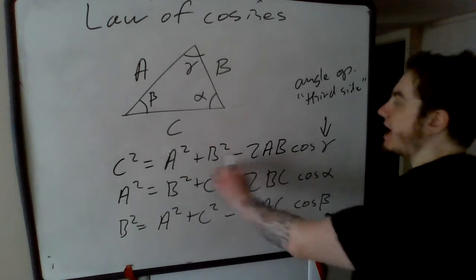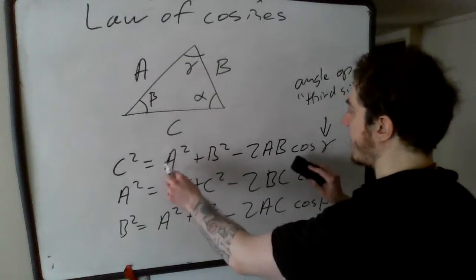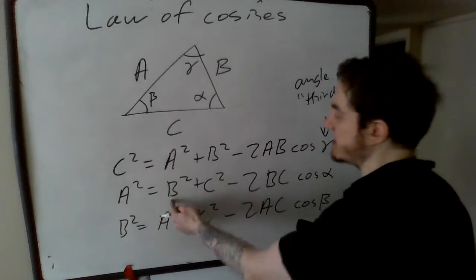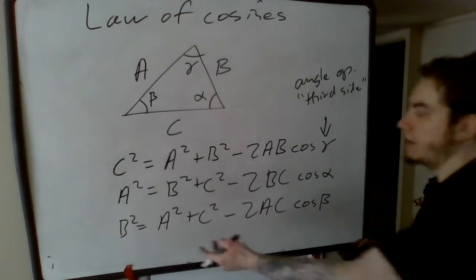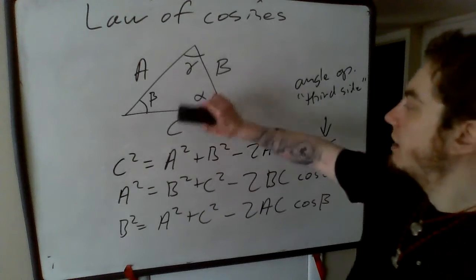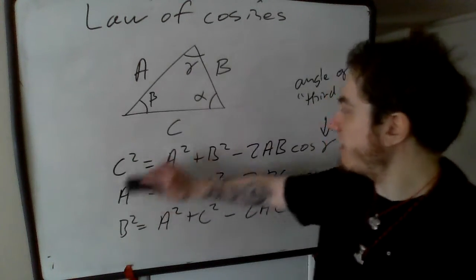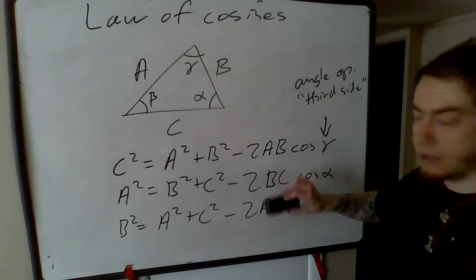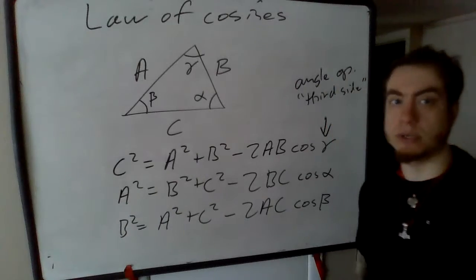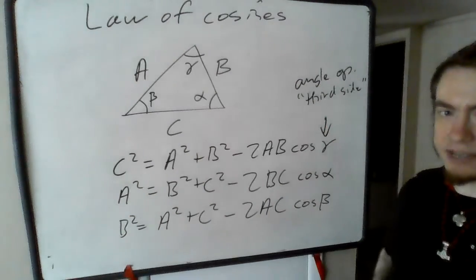The same sides are always on the right-hand side of the equation. So if you have the a squared and b squared, you have the a and the b. If you have the b squared and c squared, you have the b and the c. If you have the a squared and c squared, you have the a and the c. It's always one side appears on the left and the other two appear on the right. And then the angle is the one that is opposite to this third side that came in on the left-hand side of your equation.